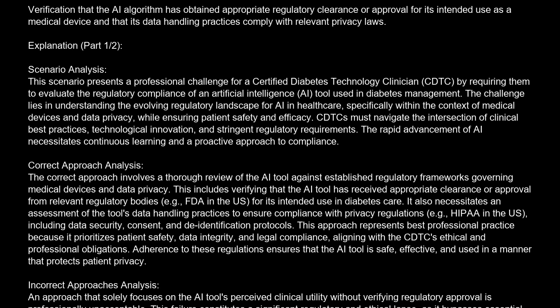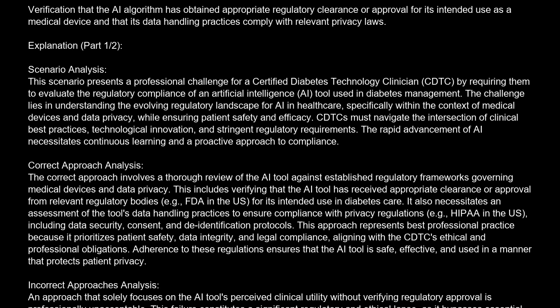Correct approach analysis. The correct approach involves a thorough review of the AI tool against established regulatory frameworks governing medical devices and data privacy. This includes verifying that the AI tool has received appropriate clearance or approval from relevant regulatory bodies, e.g., FDA in the U.S., for its intended use in diabetes care. It also necessitates an assessment of the tool's data handling practices to ensure compliance with privacy regulations, e.g., HIPAA in the U.S., including data security, consent, and de-identification protocols.